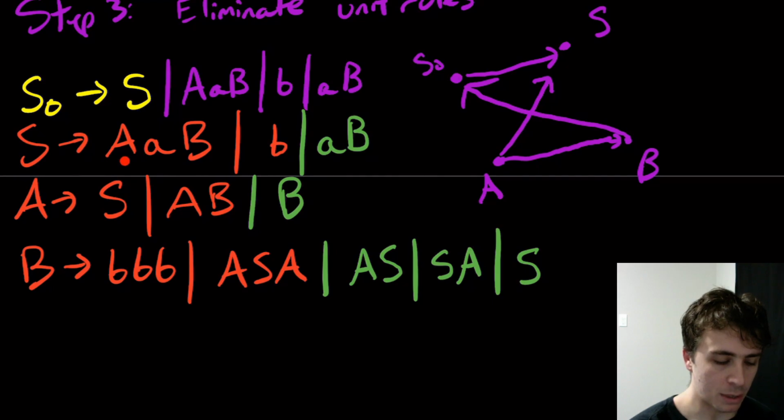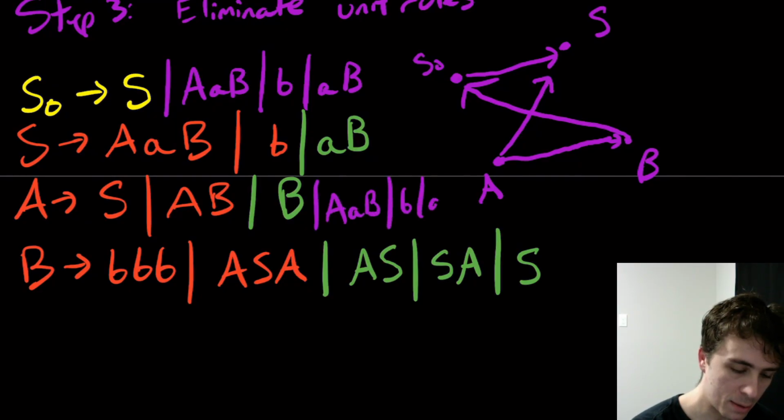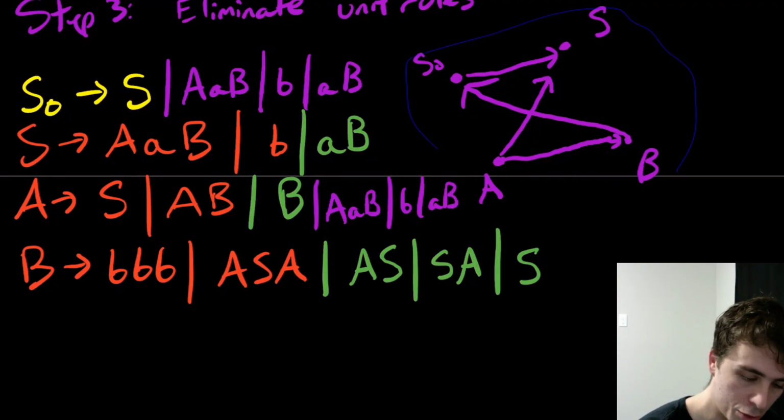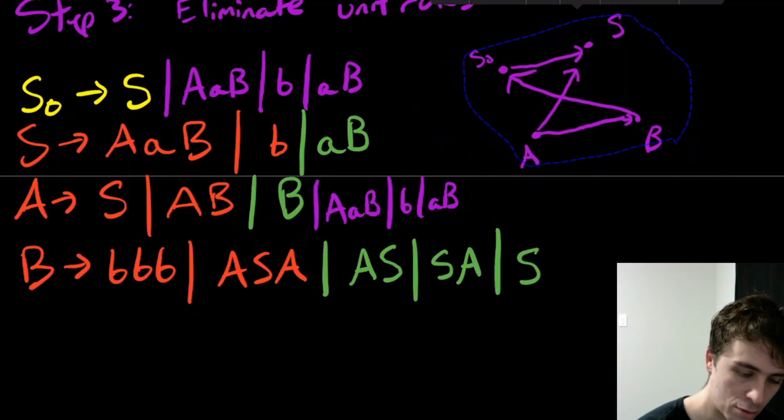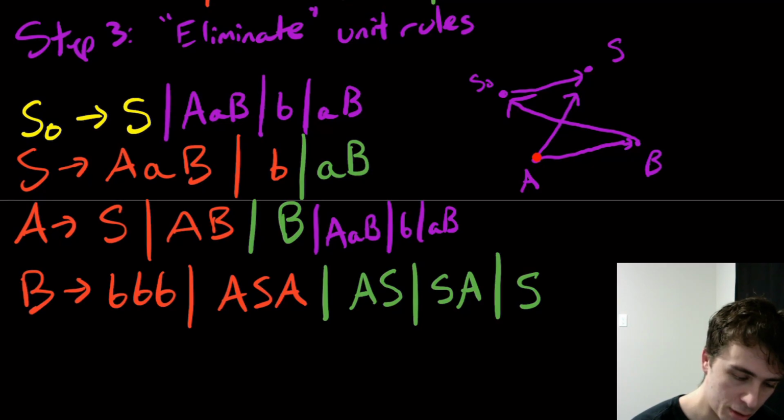That means we're going to, again, copy the rules of S down to here. So I'm going to have A, little a, big B, little b, little a, big B. This is going to be a little bit cramped, so I'm going to make this graph a little smaller. Okay, so we handled A goes to S. A can go to S0.